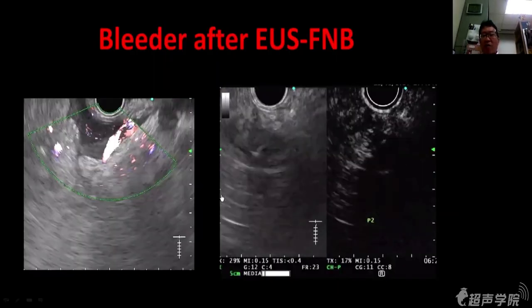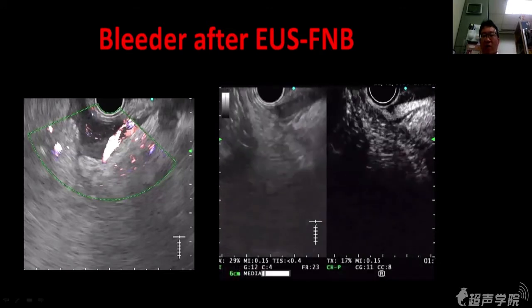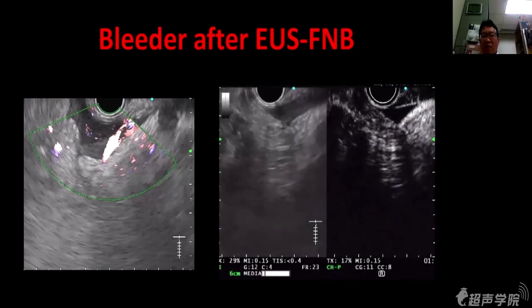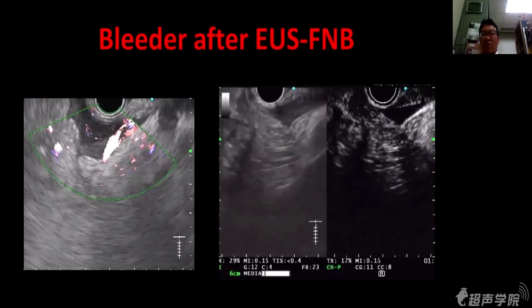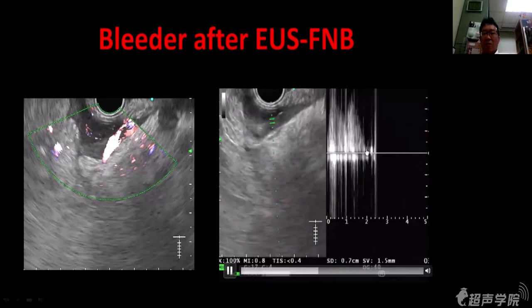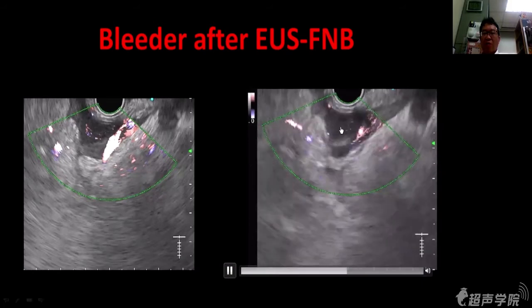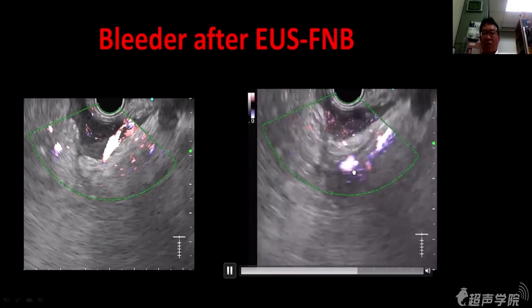This is our case. We performed a puncture by ultrasound FNA, and then we saw the fluid collection and injected the contrast. You can see a lot of blood pooling in the abdominal cavity, and we found here maybe a vessel. Duplex showed pulsating of the vessel, and then we shifted to Doppler. We see the blood jet of bleeding.